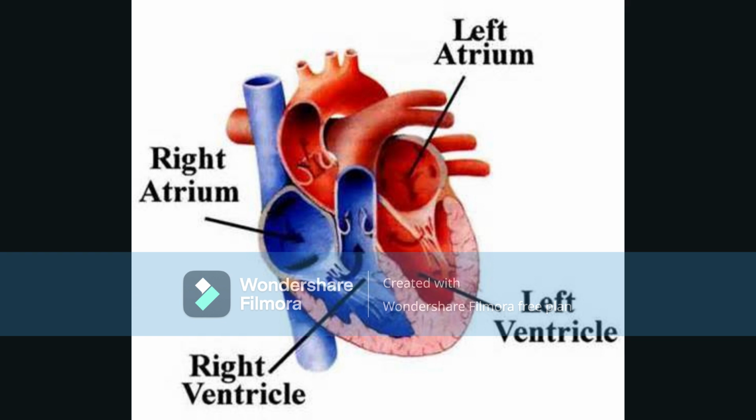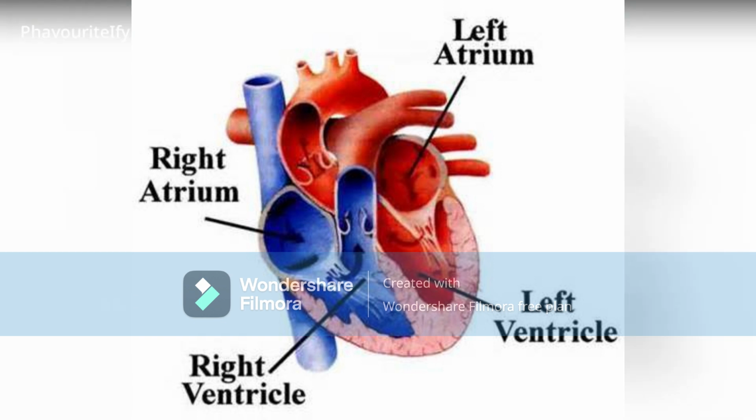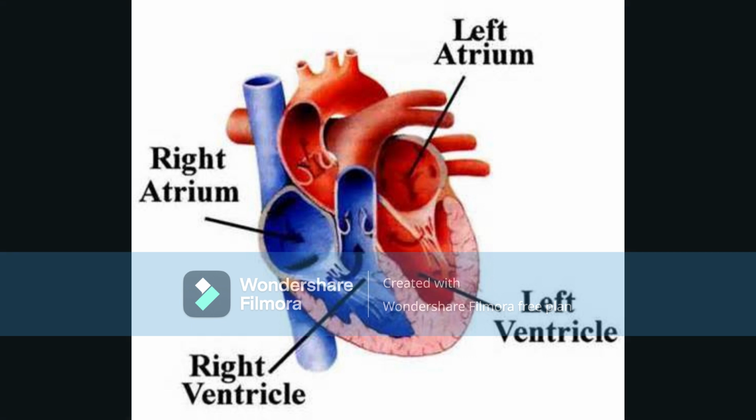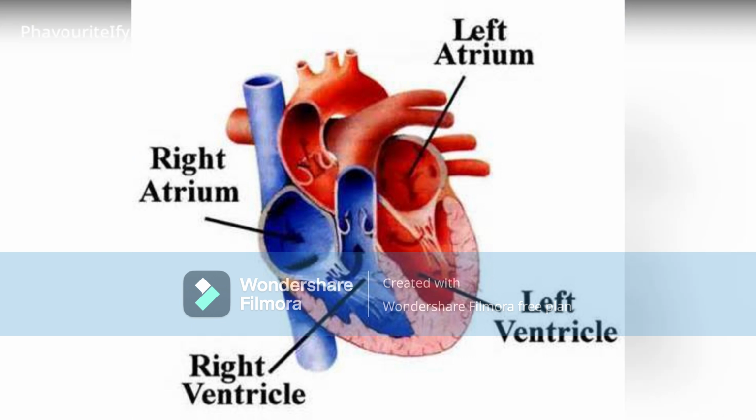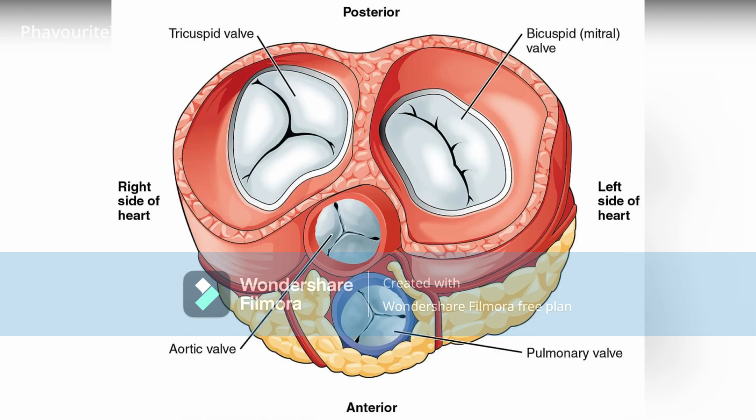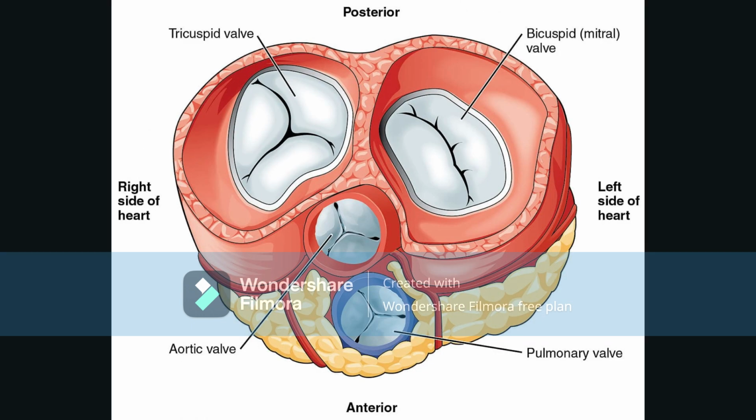So this aortic valve consists of 3 cusps, just like the tricuspid valve. The aortic valve consists of the right, left, and posterior cusps, while the pulmonary valve also consists of 3 cusps: the left, right, and anterior.